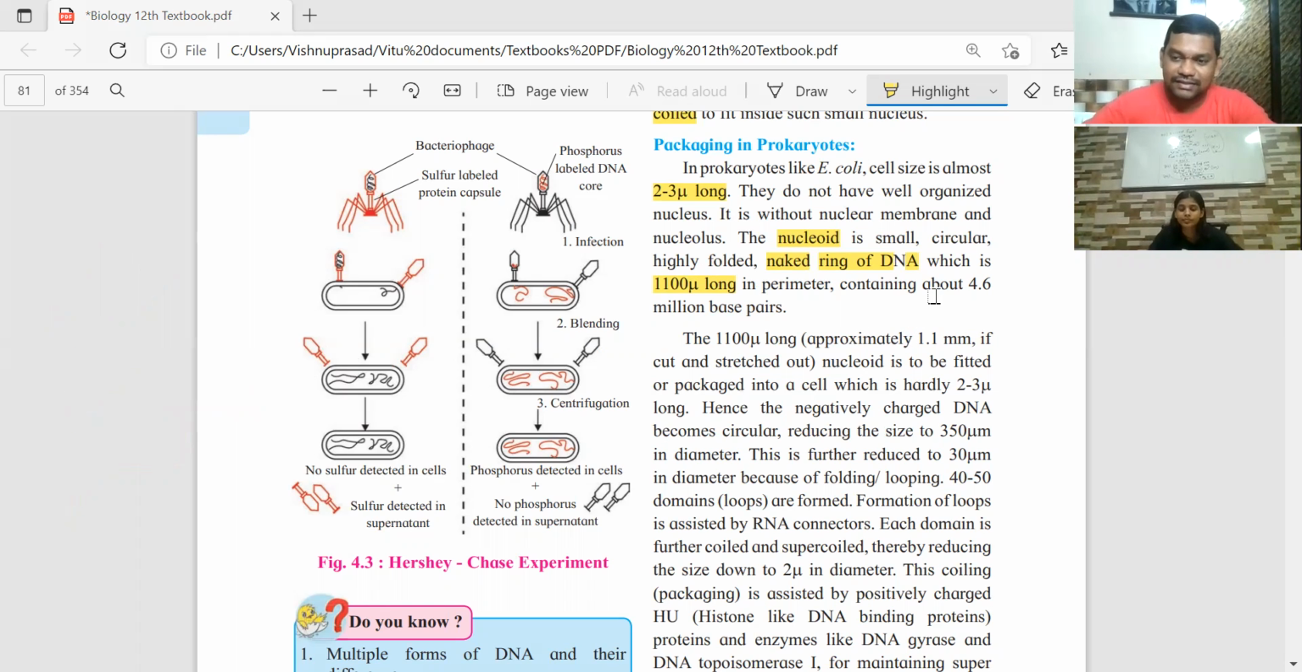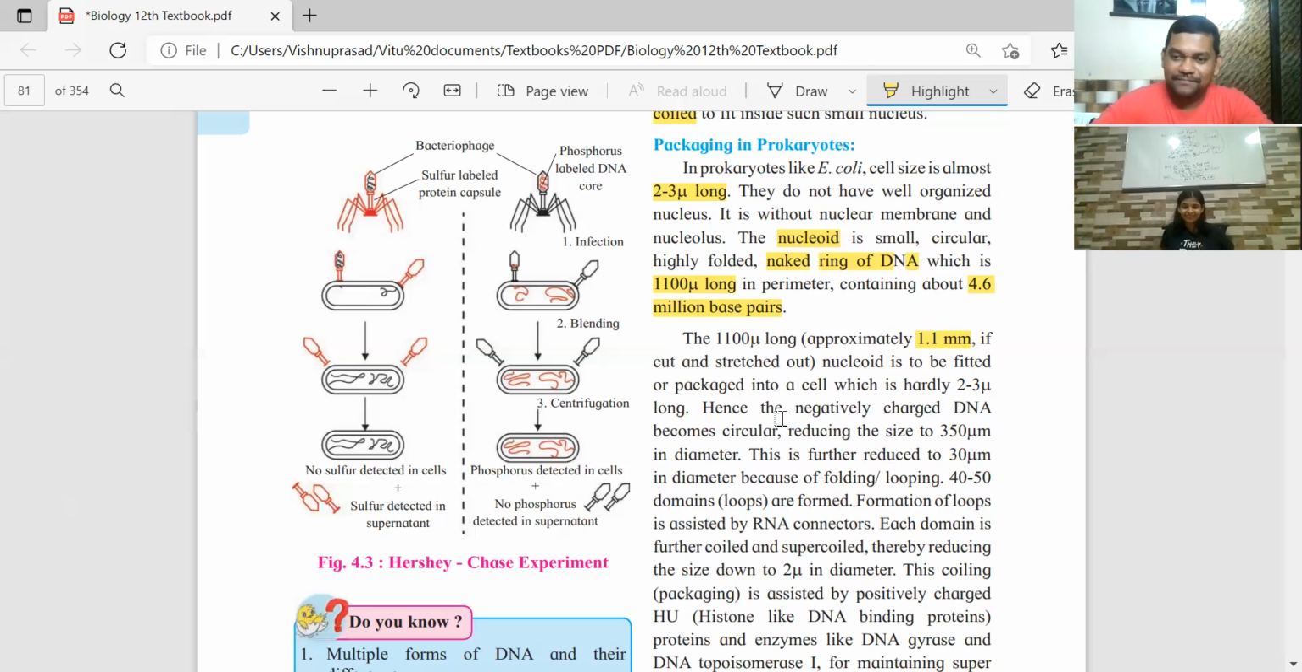In this prokaryotic DNA, there are 4.6 million base pairs. दो strands के बाजू बाजू के nucleotide को एक base pair बोलेंगे. A always combines with T, C always combines with G. Complementary base pairing. तो complementary base pairing के हिसाब से there are 4.6 million base pairs in the DNA present in the nucleoid of E. coli. 4 million base pairs को 2 micron लंबे nucleus में फिट करना, which is around 1.1 millimeter.